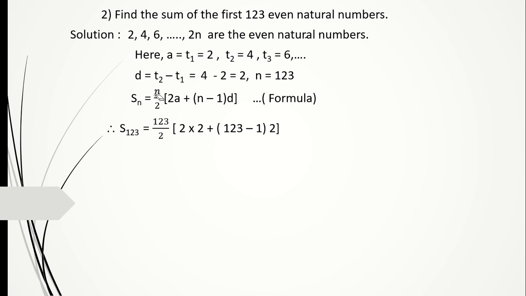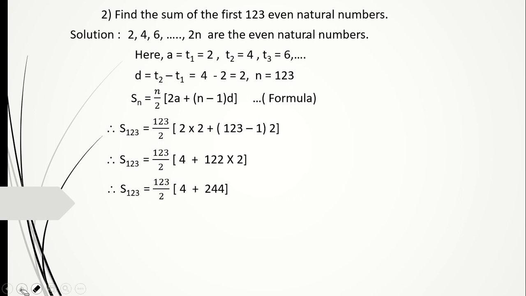Just substitute what all is given. I'll repeat. N is 123 here. 2 into A, A is 2, plus 123 minus 1 into 2. Now just solve it further. 2 into 2 is going to be 4. This is going to be 122 into 2. Multiplication part we will do first and then add with 4. Then add to 248. And further we get S123 is equal to 15,252. So the sum of the first 123 even natural numbers is going to be 15,252.